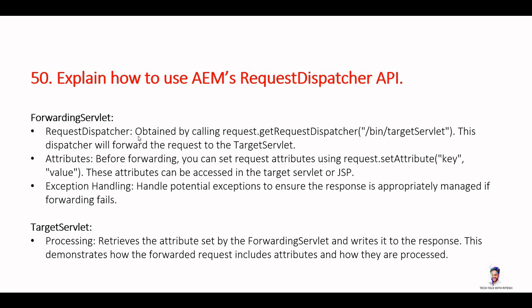Request dispatcher is obtained by calling request.getRequestDispatcher. So I'll just get the target one, and attributes. Before forwarding, you can set request attributes using request.setAttribute, and then of course we need to do exception handling. And on the target servlet side, we need to do whatever processing we want to do, right?